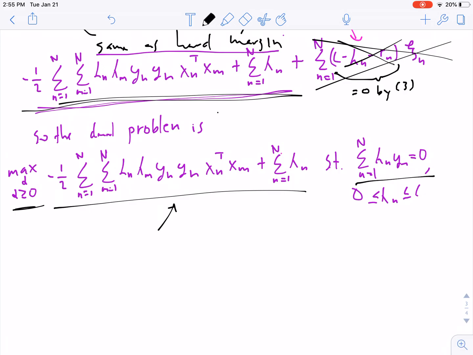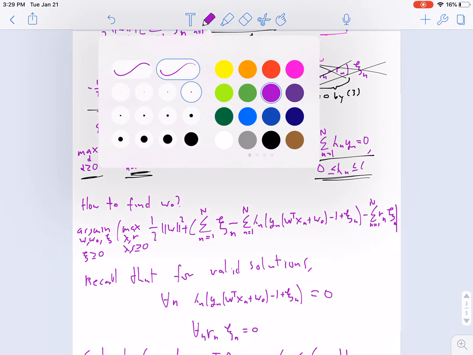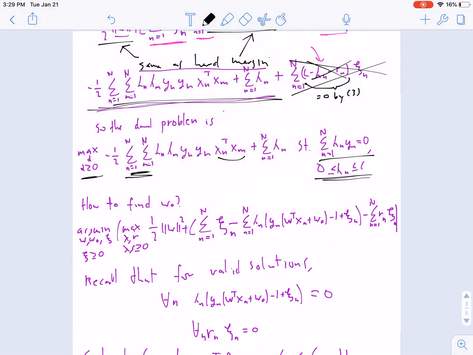And then remember, we have the same constraint as we did from taking the derivative with respect to w naught. Then we also have this other constraint that we got from taking the derivative with respect to r. And that dual problem now defines the solutions of the soft margin classifier. So the last thing that we want to do is find the intercept. This is similar to the end of what we did with the hard margin classifier. It's going to be a little different here.